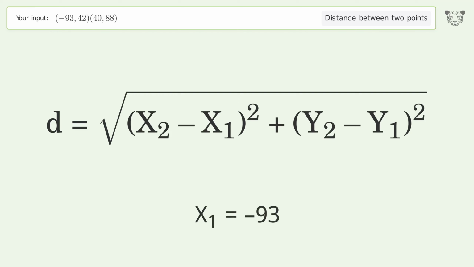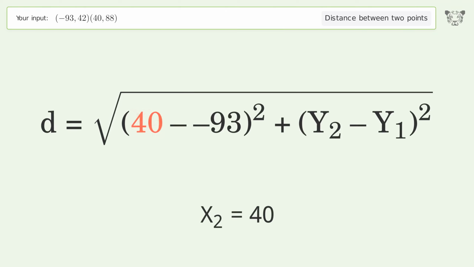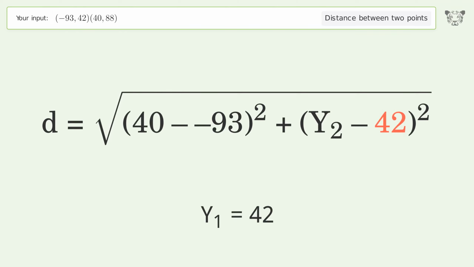x1 equals -93. x2 equals 40. y1 equals 42. y2 equals 88.